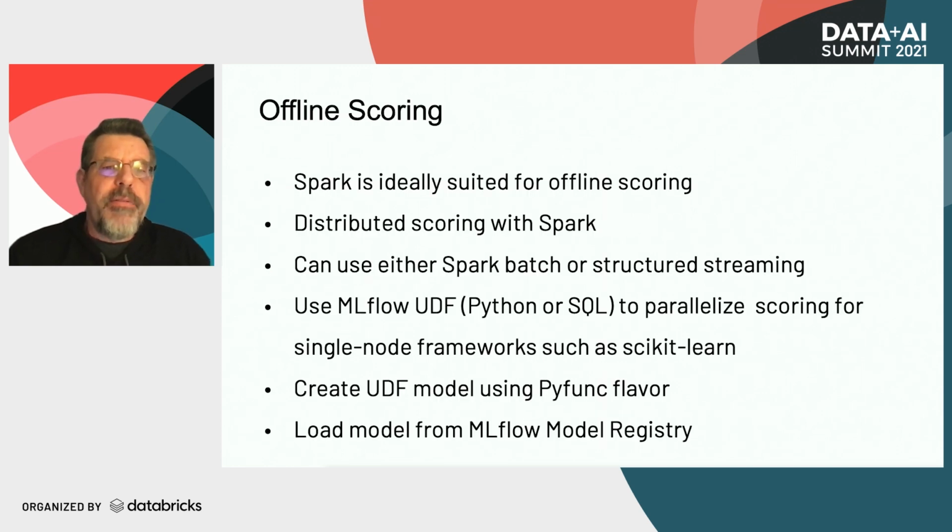So as we talked about, offline scoring is Spark's sweet spot. We can take advantage of the distributed nature of Spark if we have millions or billions of inputs to score. It can be either batch or structured streaming. One of the really nice things about MLflow is the ability to create a UDF, a user-defined function. This can be either in Python or SQL, and it parallelizes the scoring for frameworks that are not parallel. Scikit-learn, for example, is not a parallel framework. It's a one-node framework, but using a UDF, you can actually parallelize the scoring. That, in my opinion, is a really cool feature. And MLflow offers a one-line method of retrieving a model and returning a UDF with that model. And this is obviously done from the MLflow registry.